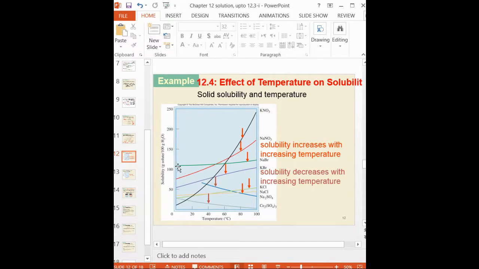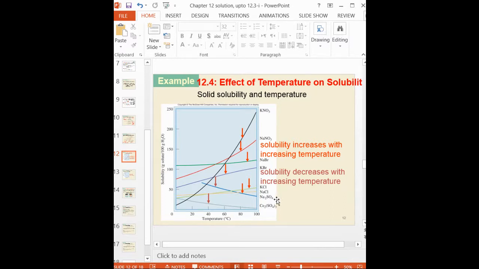Here the solubility is around 100% when the temperature becomes 100. But KBr will dissolve around 50% at a temperature of 100 degrees. So now this is KBr, and sodium nitrate and potassium nitrate at 100 degrees are around 250% solubility, which means too much soluble.